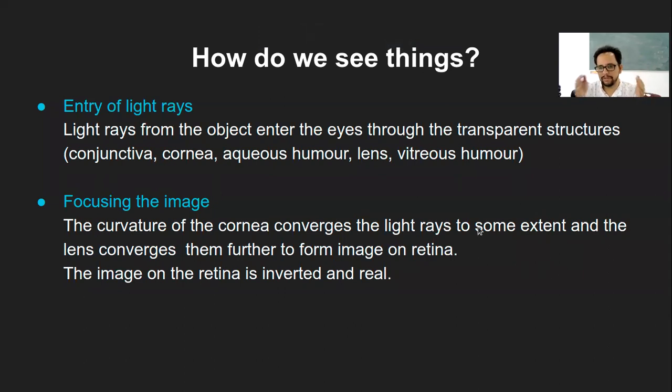So it will converge the light to some extent, and then it will further get converged by the lens structure to form the focal point on the retinal structure. And the image on the retina is inverted and real.